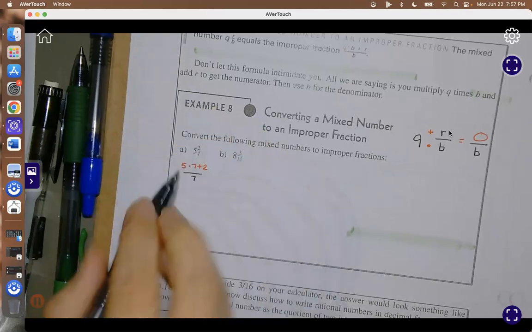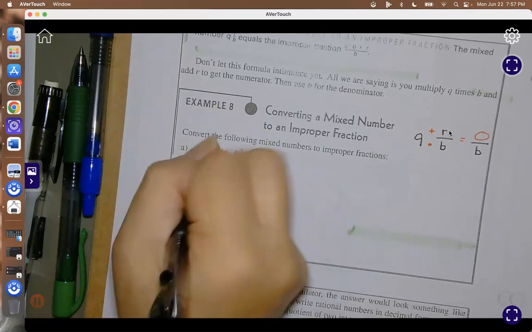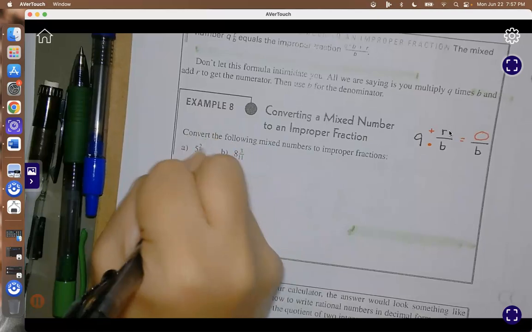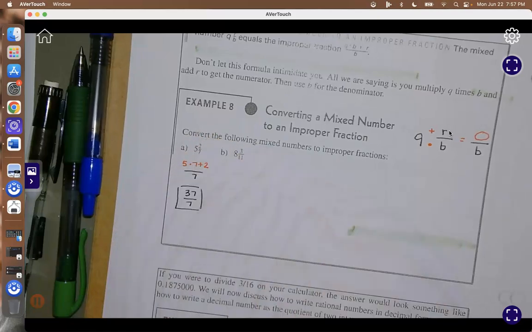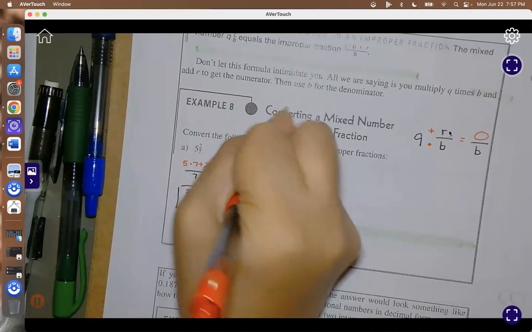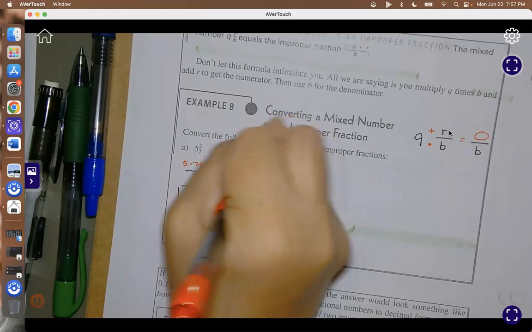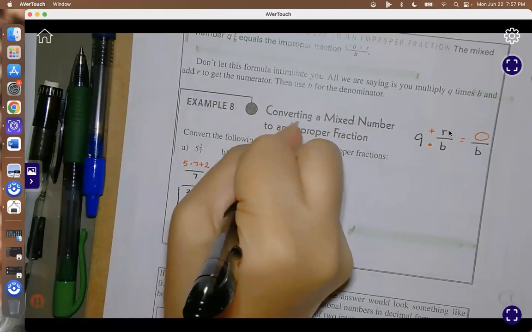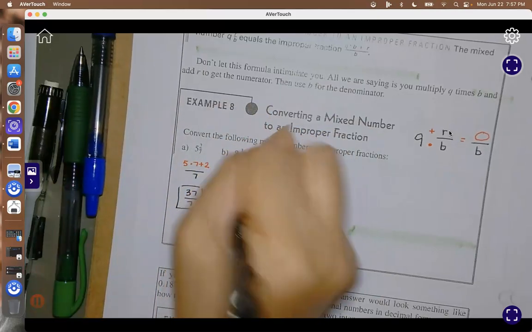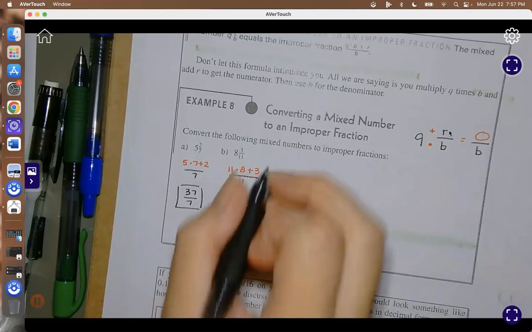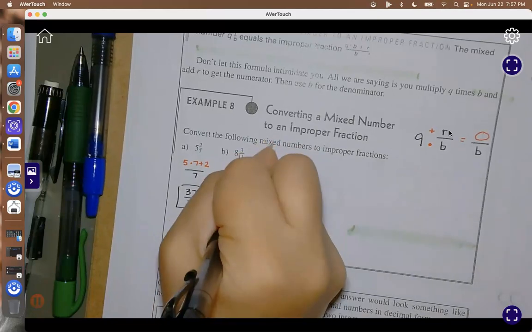over 7. So that's 35, 36, 37 over 7. And that can't be reduced. Okay, here we're going to do 11 times 8 plus 3 over 11. Okay, so that's 88 plus 3 is 91 over 11.